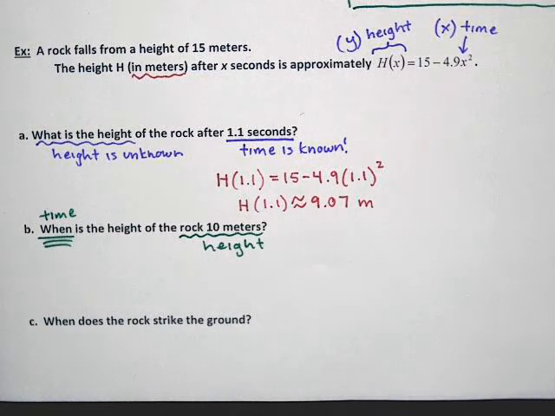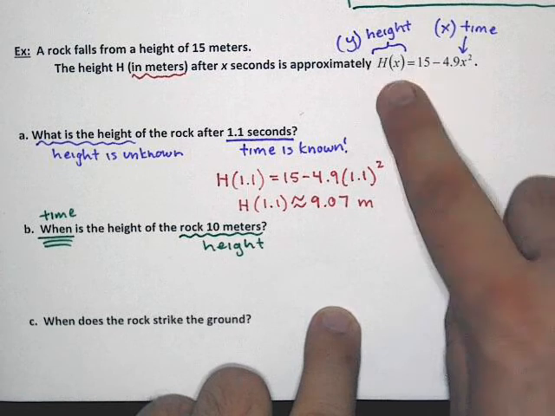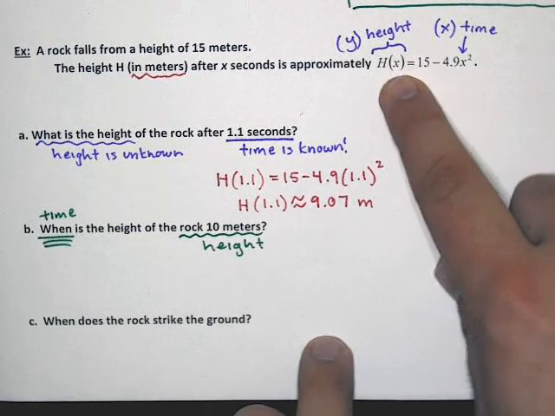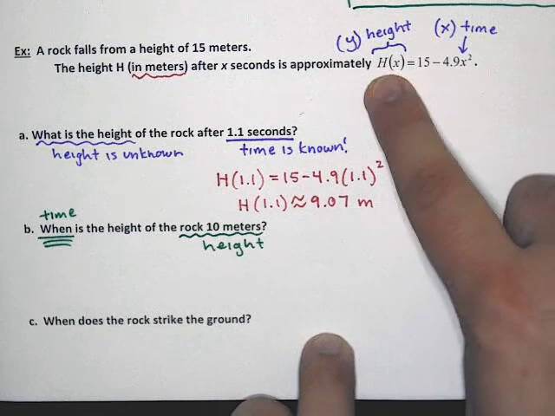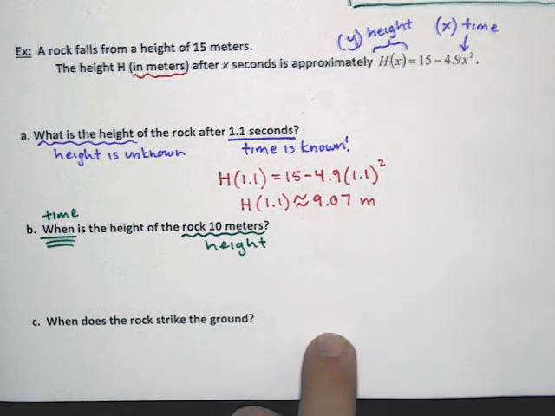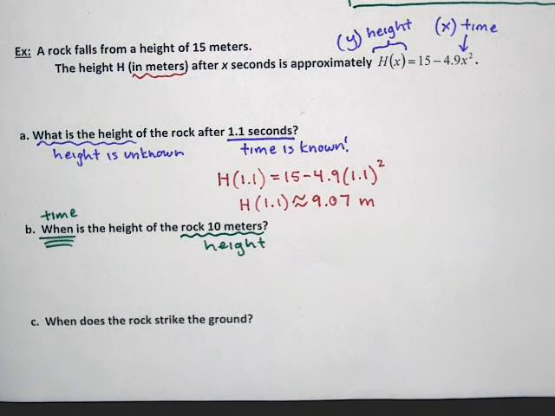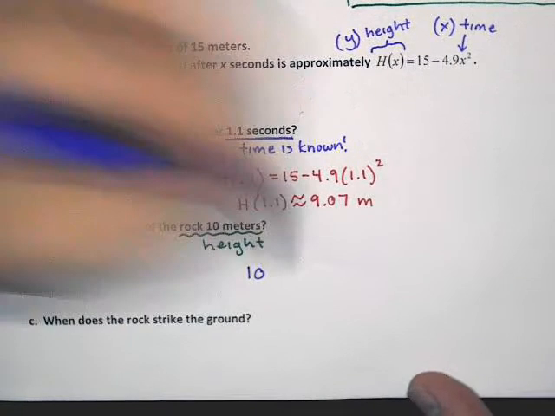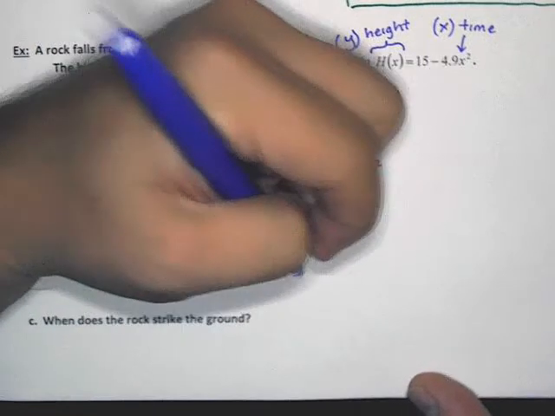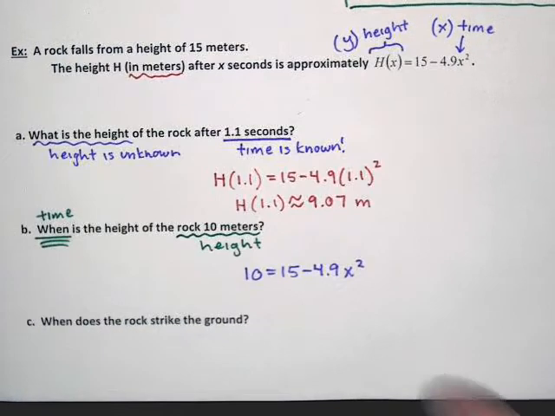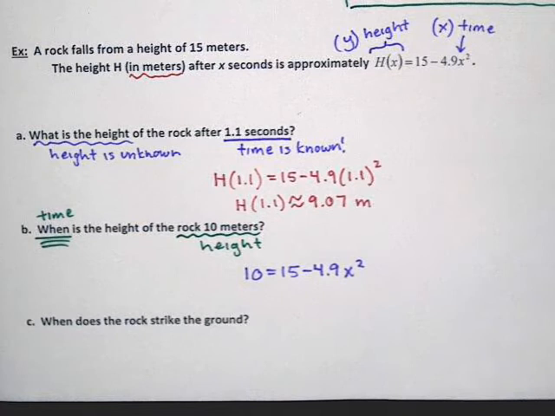Well, if we know the height, that means, guys, we completely replace the left side of the function, okay? We don't do h of 10. That's not what we're doing. That would say that we're finding the height at a time of 10 seconds. We know that the height is 10, so I completely replace the left side of the function, or equation, I guess in this case now, with a 10. Just like that.